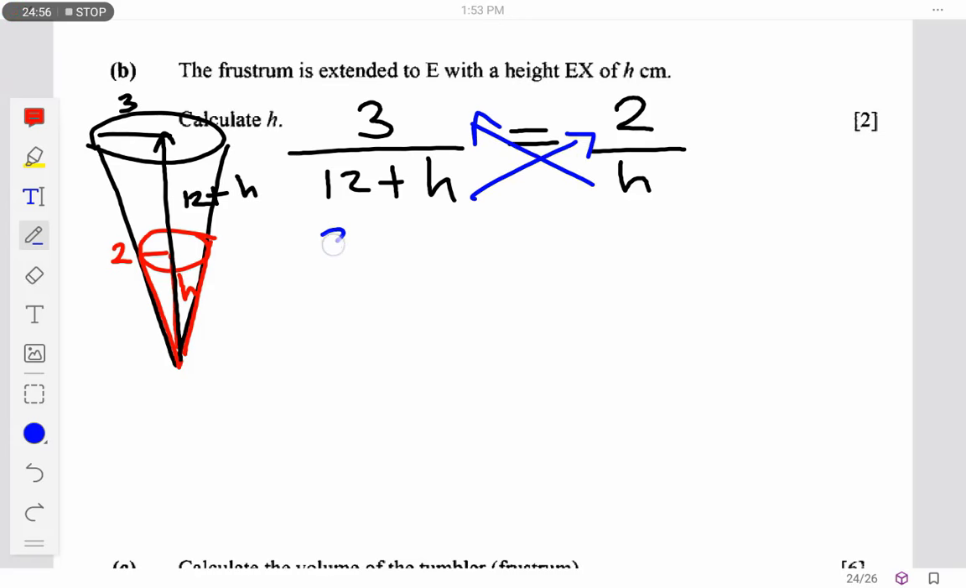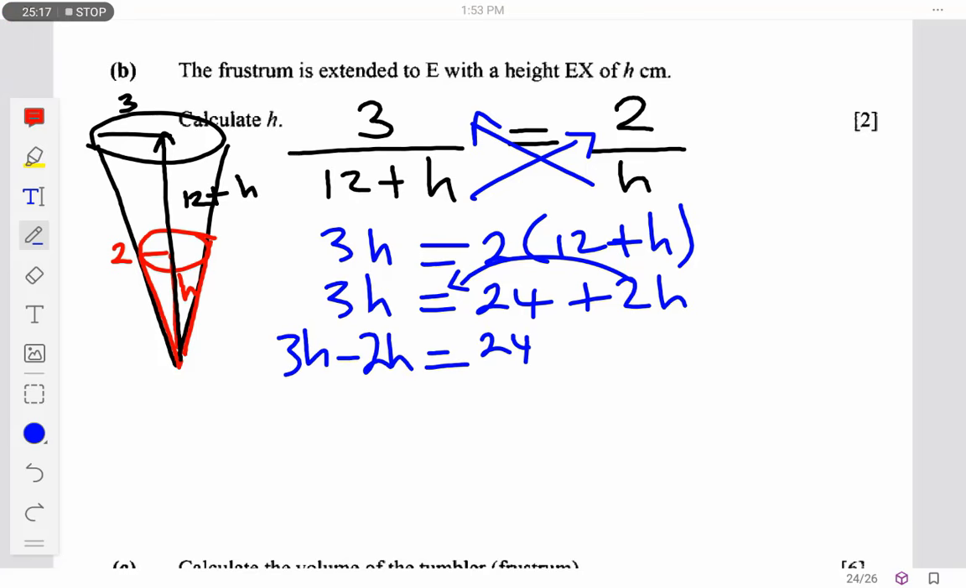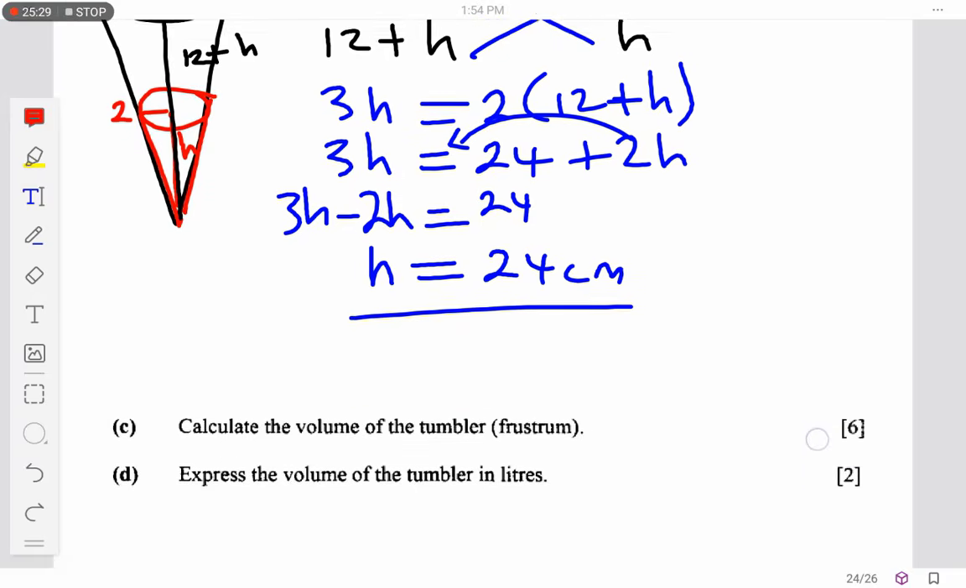So I will have 3h is equal to 2 by 12 plus h. Okay, so this is 3h is equal to 2 by 12, that's a 24, plus a 2h here. I will take my 2h this side, it becomes minus, so I'll have 3h minus 2h is equal to 24. 3h minus 2h, I will get an h which is equal to 24 centimeters. So the value of h there is 24. Okay, now let's go to the next question.